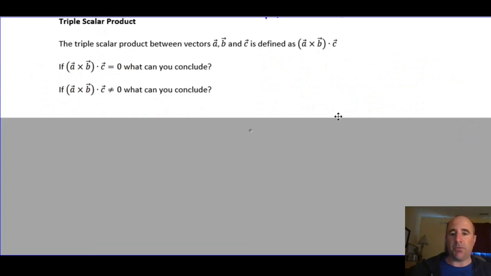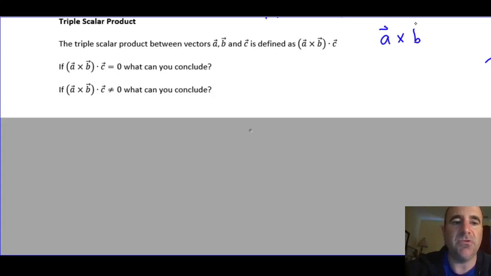One of the important parts of this lesson is introducing what's called the triple scalar product. So the triple scalar product between vectors A, B, and C is defined as A crossed with B dotted with C. And notice the brackets here imply that you must cross before you dot. However, I'd like to point out that even without the brackets, you know that you must do the cross product first. And the reason is very simple.